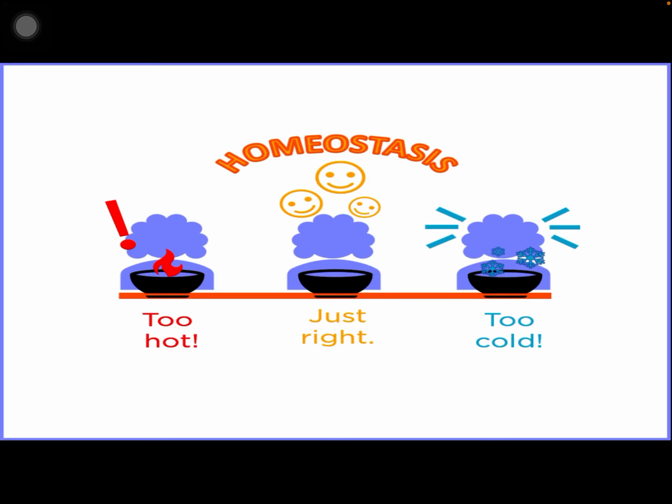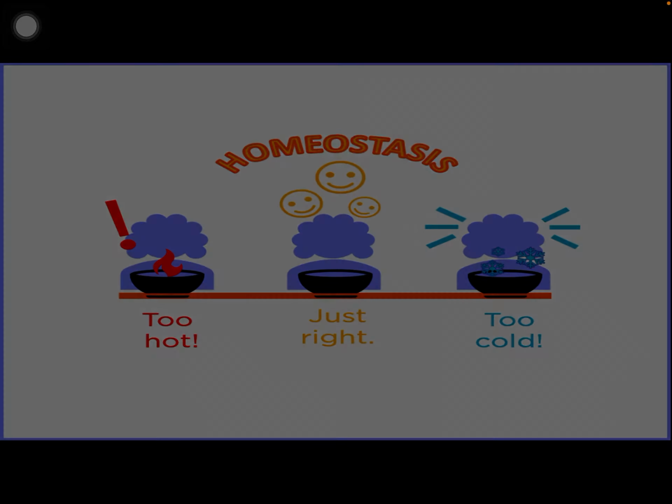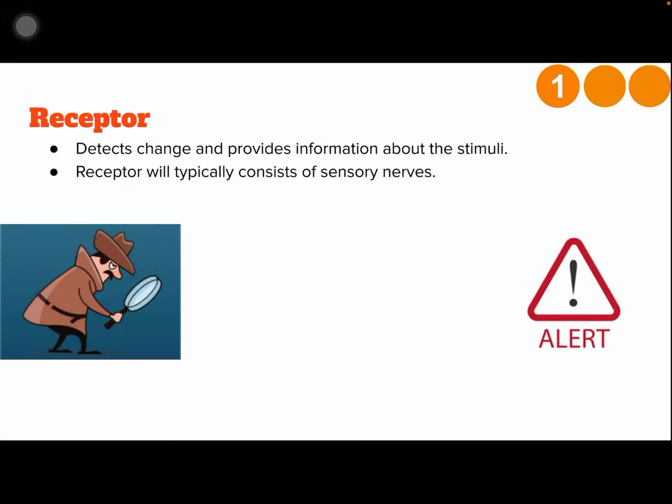And how does your body know how to bring it back to homeostasis? Or how does your body even know that it's no longer at homeostasis? Well, that is thanks to the homeostatic mechanism, the first part of which is the receptor, which detects any change and provides information about the stimuli. The receptor will typically consist of the sensory nerves.